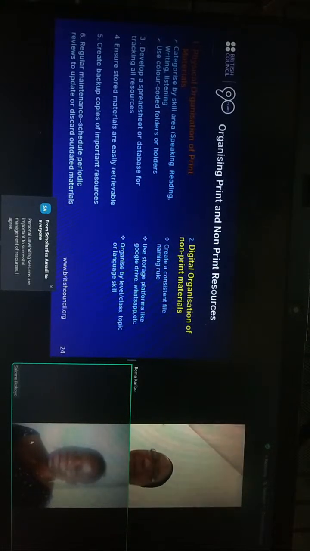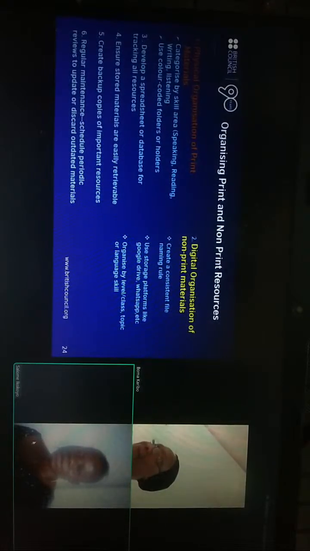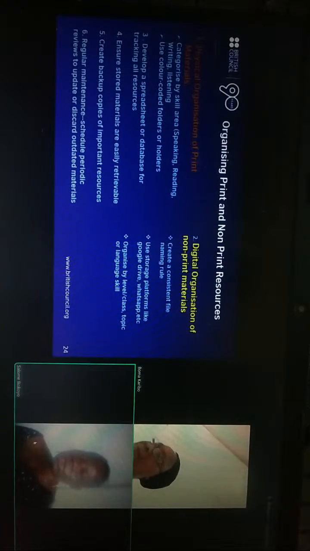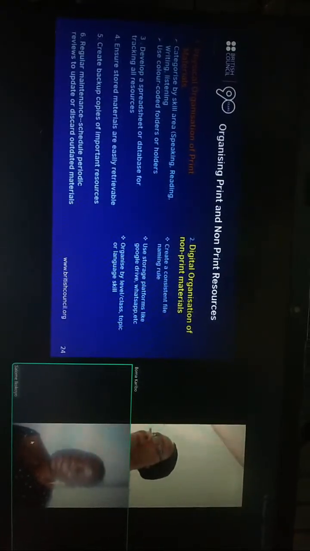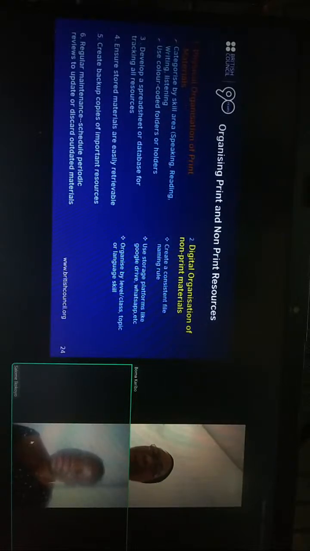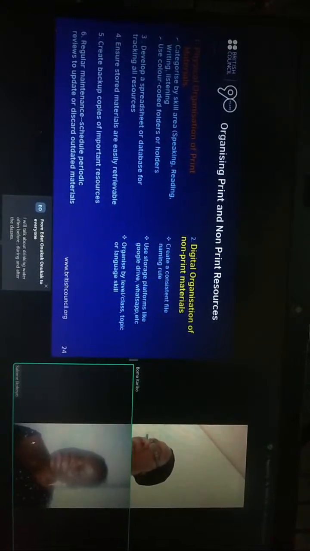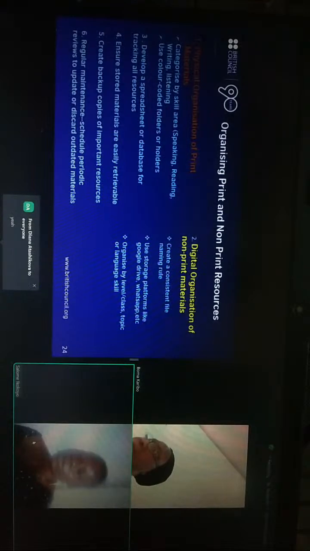So I'm going to be talking about organization of print materials. Earlier we mentioned some of them: newspapers, textbooks, etc. So can we categorize these by skill area, for instance? This material would be good for when I'm teaching a listening lesson, or a writing lesson, and then we can store it in different places.